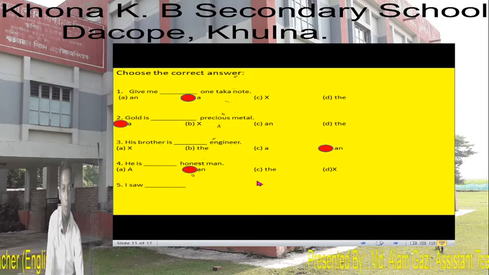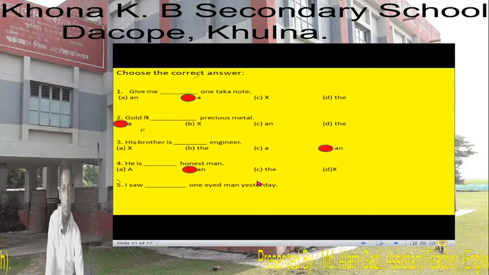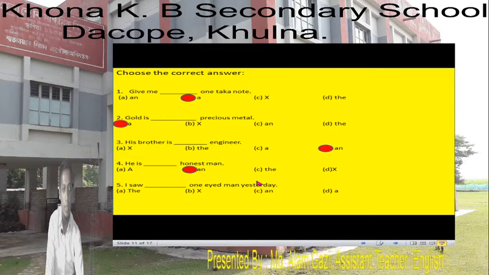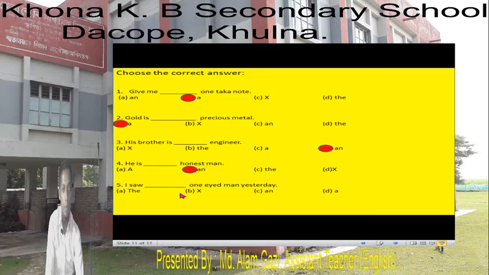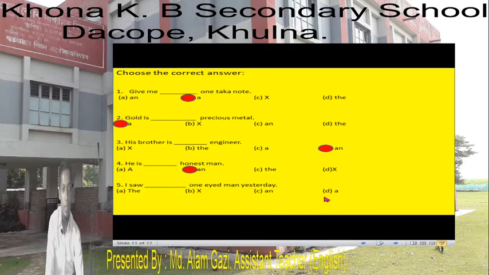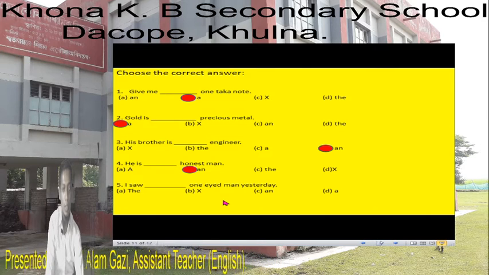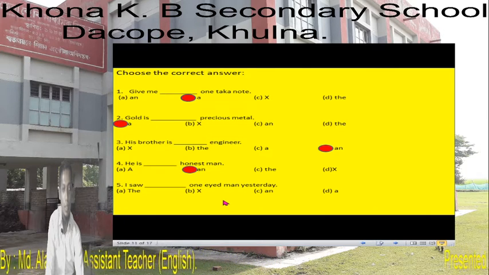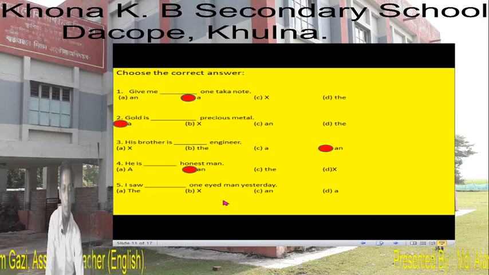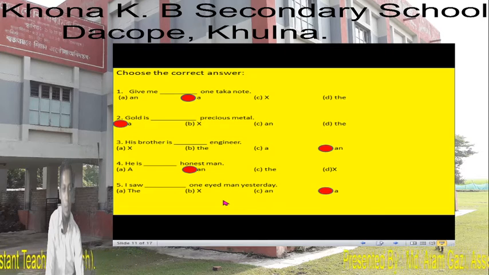Question number 5. I saw dash an 8 man yesterday. A, the. B, cross. C, an. D, a. What is the correct answer? Yes, the correct answer is D. I saw a an 8 man.